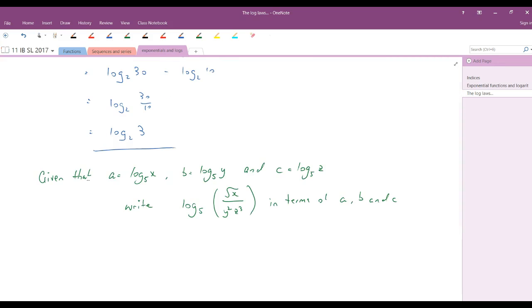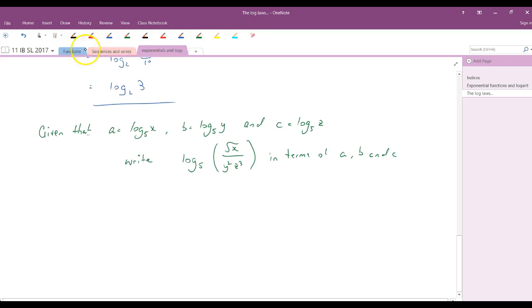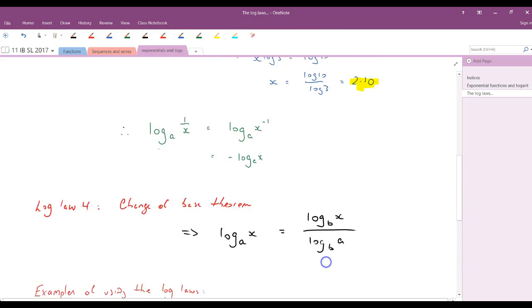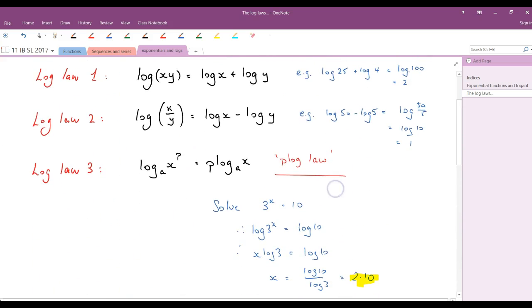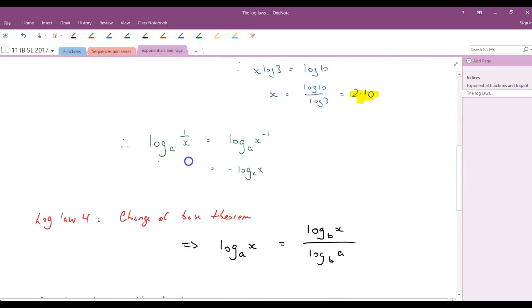Okay, this example looks crazy, but we've been given a, b, and c in terms of what they represent, and we've got this here. Now, what we're going to have to do is use the log laws to unravel this and pull it all back and try to get it in terms of just log x's, log y's, and log z's. Then we can write it in terms of a, b, c. So let's get to work. What's this division? Let's go back up and see what the division was. It was log law 2, so log x minus log y.